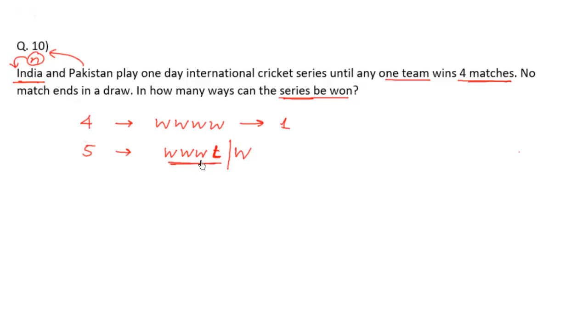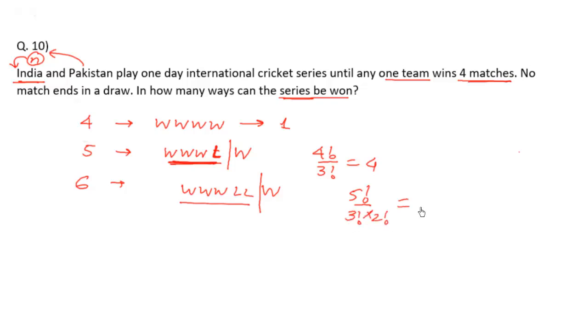It could be WLWW or LWWW, something like that. That means the arrangement of this can be done in 4 factorial divided by 3 factorial, that is 4 ways. Similarly, for 6 matches, the 6th match will be a win, and before that there will be 3 wins for India and 2 matches lost by India. This can be arranged in 5 factorial divided by 3 factorial into 2 factorial ways, which comes out to be 10. And if it takes 7 matches, then the 7th match will be the 4th win for India. Before that, there will be 3 wins and 3 losses, and this can be arranged in 6 factorial divided by 3 factorial into 3 factorial, which comes out to be 20.